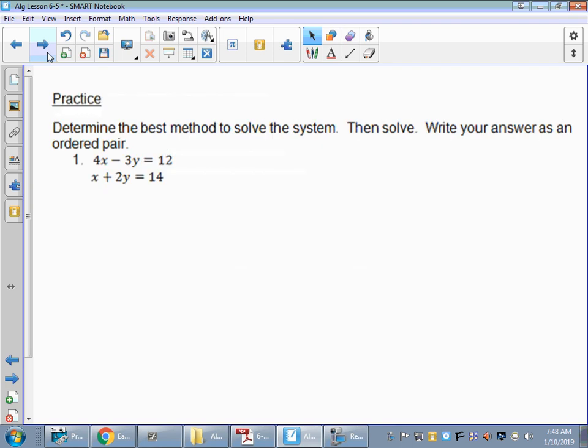So this one says determine the best method to solve this system, and then write your answer as an ordered pair. We're just going to do the first part of this one. Let's just determine the best method and talk about it, and we won't have to solve it because we're going to solve some later on. But if I'm looking at this one, they're in standard form, so I'm going to look first and think elimination.